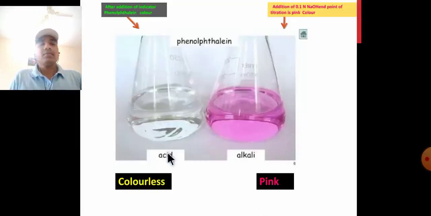This acid solution is colorless. Add 2 to 3 drops of phenolphthalein in the 0.1 normal oxalic acid solution and titrate it against the NaOH solution. At the end point, the color changes from colorless to a faint pink.